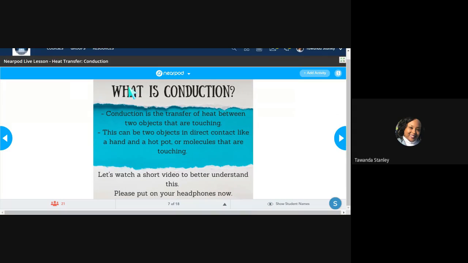And so here, if you were not in class, you do need to copy down these two bullets, as well as the title, what is conduction? Conduction is the transfer of heat between two objects that are touching. This can be two objects in direct contact, like a hand and a pot, or molecules touching each other.